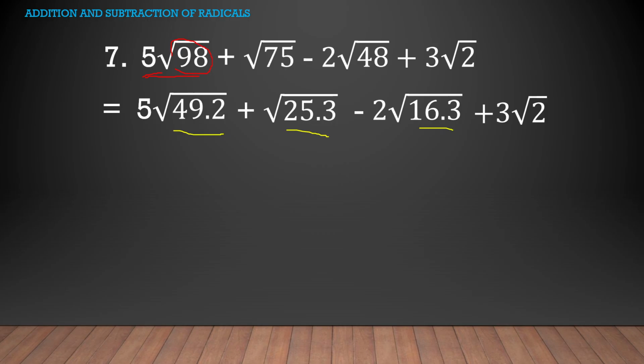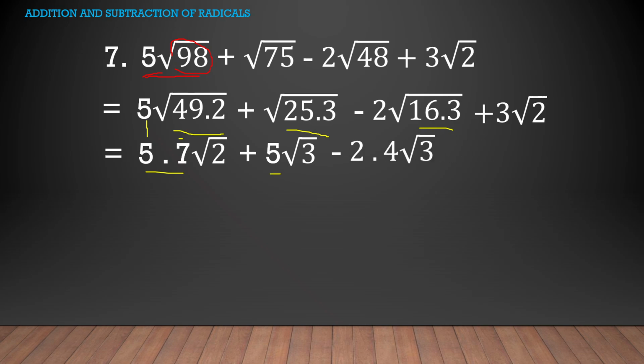Okay, so we take the square root of the numbers that have a perfect square. So bring down 5, and then square root of 49 is 7. Then square root of 2 is the radicand, plus square root of 25 is 5. Then the radicand is square root of 3. Then minus 2 square root of 16 is 4. Then the radicand is 3, so square root of 3. And plus 3 square root of 2.